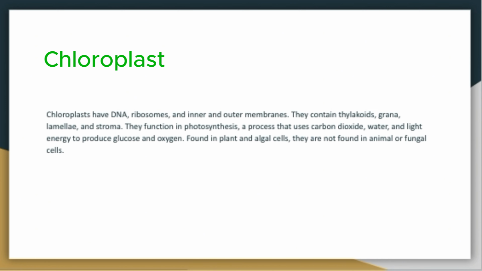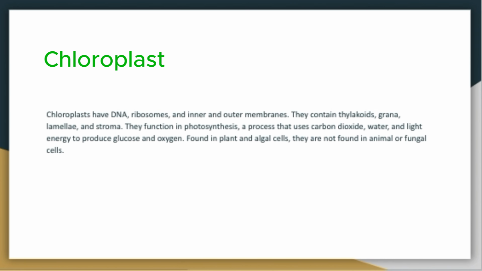Chloroplasts have their own DNA and ribosomes, and have inner and outer membranes. The space enclosed by the inner membrane contains a set of interconnected and stacked fluid-filled membrane sacs called thylakoids. Each stack of thylakoids is called a granum. Grana are linked by lamellae. Lamellae are flat, thin parts of thylakoid membrane. The fluid enclosed by the inner membrane that surrounds the grana is called the stroma.